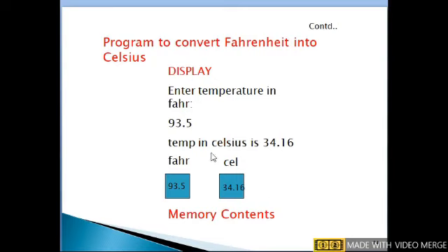The temperature in Celsius is 34.16. If you observe the memory, in the Fahrenheit variable you will find 93.5 and in Celsius you will find 34.16. In this way, we will write the programs and execute the programs. This is the procedure to write the programs in Turbo C and execute the program.